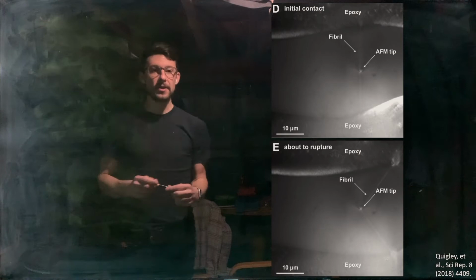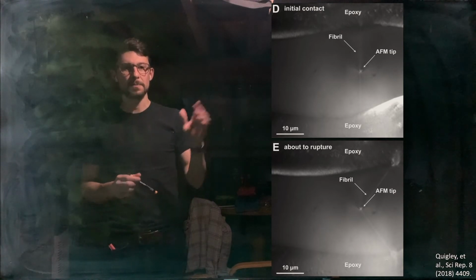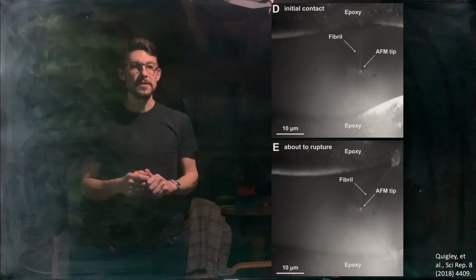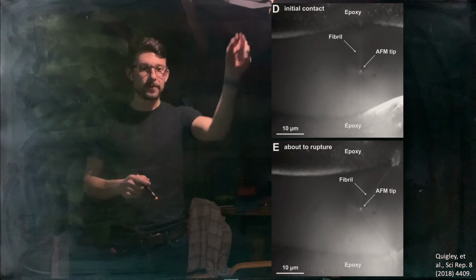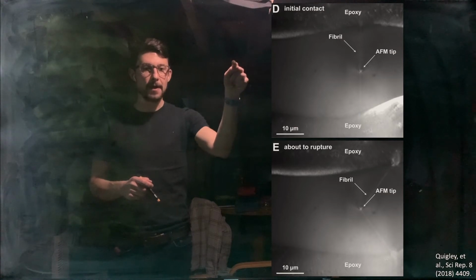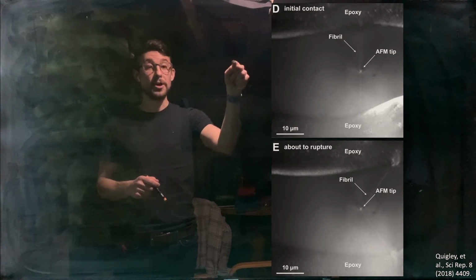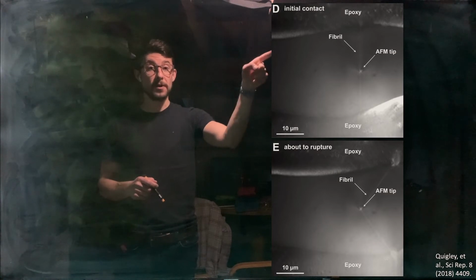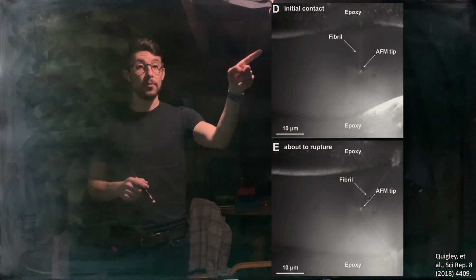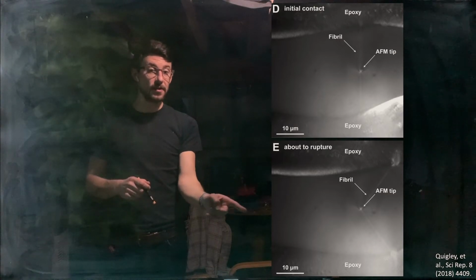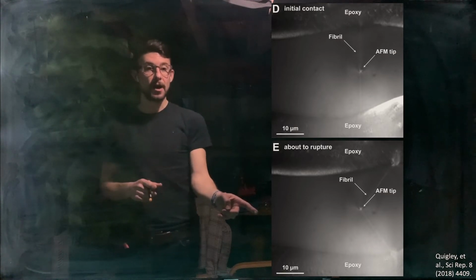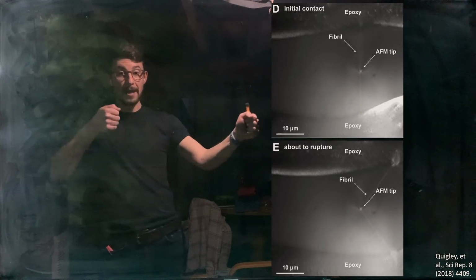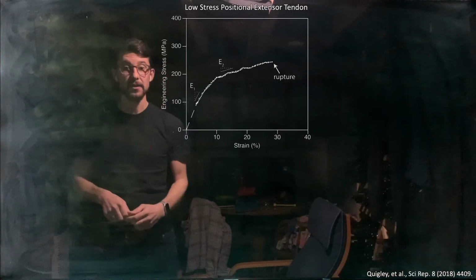So here's an actual picture, and it's pretty dim, but maybe you can see the fibril, which is a thin strip indicated there, and then the AFM tip, which is just a point when you're looking from above. This is before contact was made between the tip and the fibril, and down here is an image from during stretching, when that fibril is pulled back like a bowstring in tension.